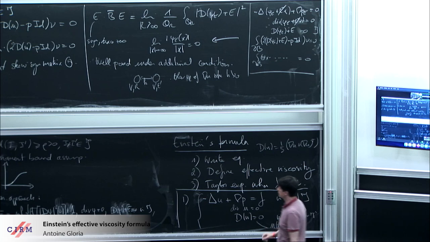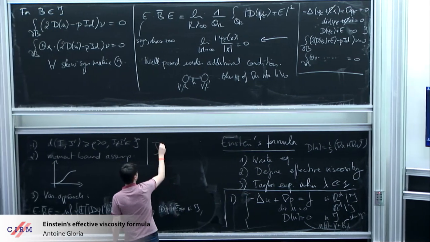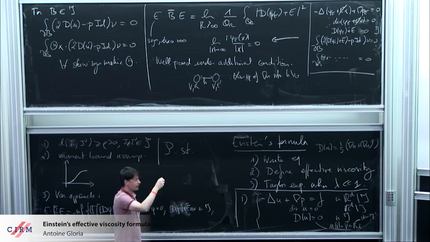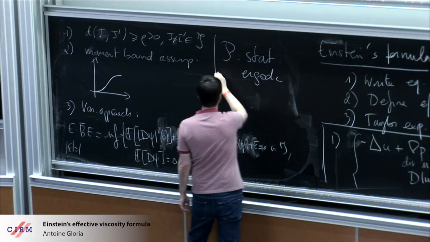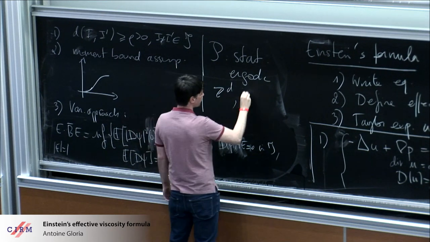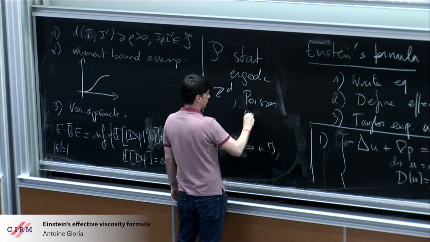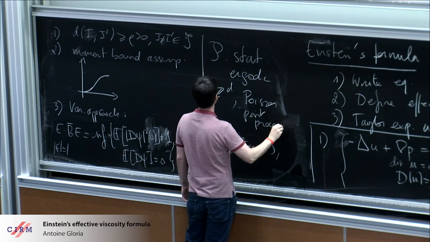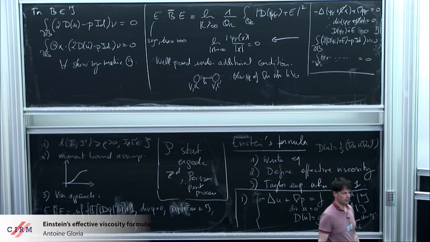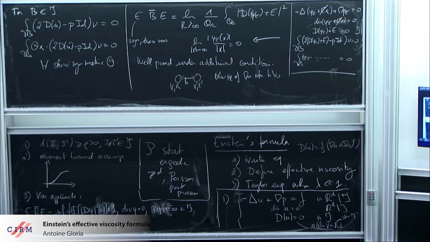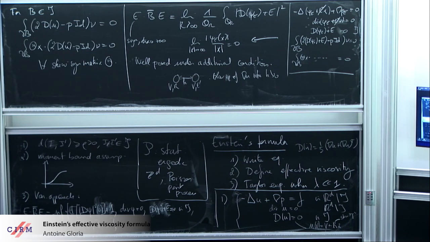Oh, yes, sorry. Very big assumption. To make this work, you have to assume that your P is stationary and ergodic. So examples: Z^d, Poisson point process, anything you like, Gibbs point processes, whatever you like. Usually they are constructed to be stationary ergodic. And all I'm telling you today could be adapted to locally stationary ergodic. But the key is that.